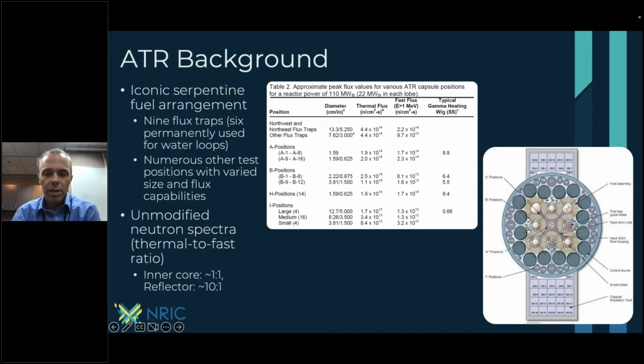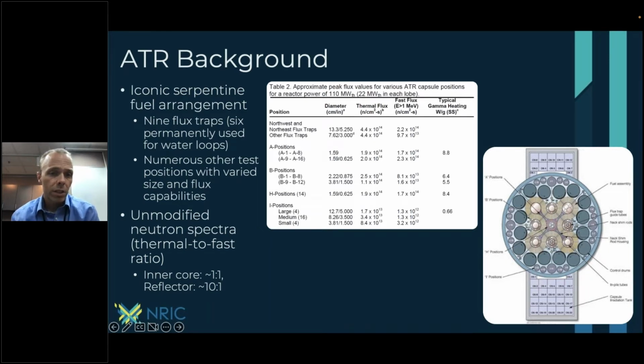So one of the most iconic things about ATR is its so-called serpentine or cloverleaf shape of the core, where the driver fuel kind of winds around in that shape you see there. This creates 9 flux traps. These flux traps are rather large and rather high flux.